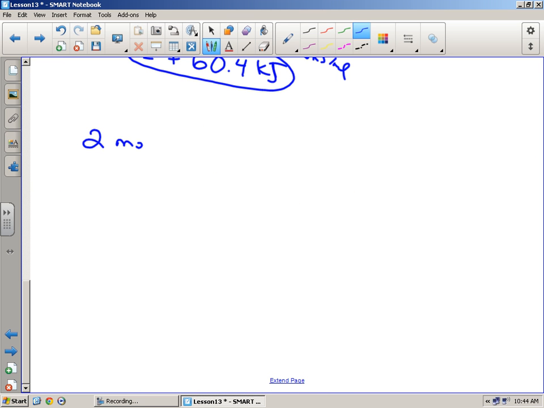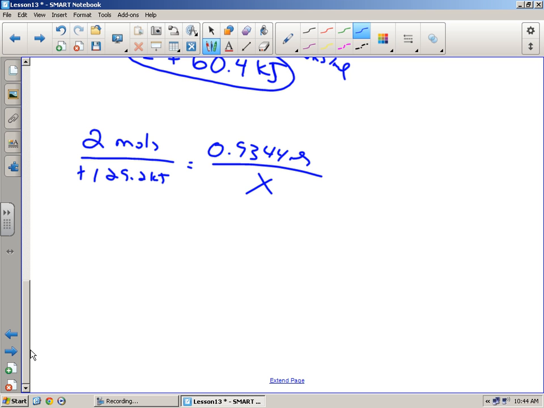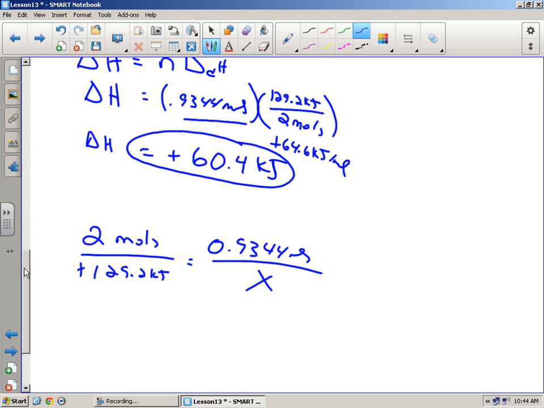If 2 moles requires 129.2 kilojoules, you can even put a positive there if you want. If I only had 0.9344 moles, how many kilojoules of energy is required? Cross multiply and solve. You're doing the same thing, just there's no fancy formula for it. If that's a fancy formula for you, delta H equals n delta H or whatever. But same thing. 2 moles requires 129. You're trying to break down 0.9. So how many kilojoules is required? That's it. So 60.4 would be your answer there.